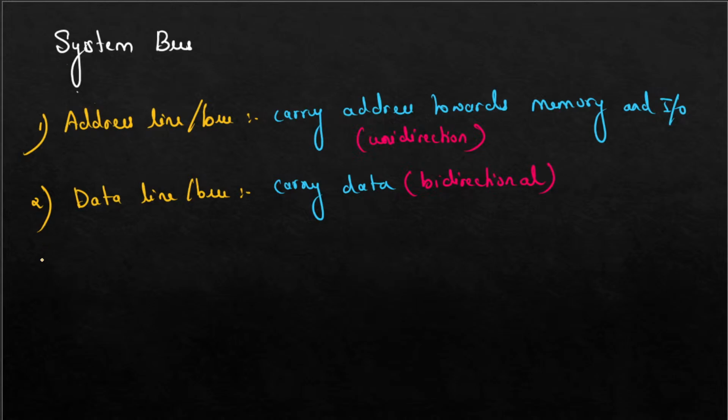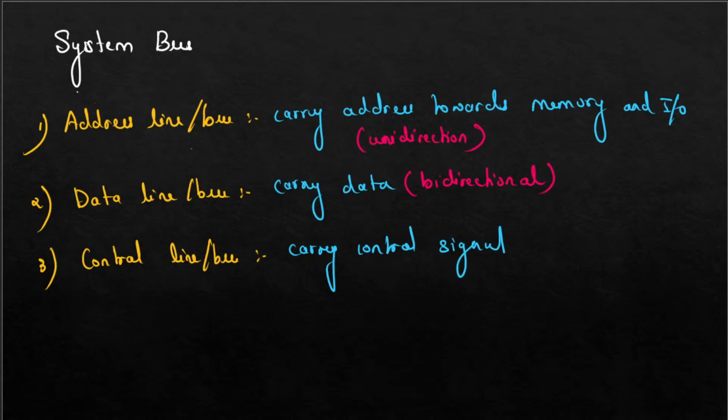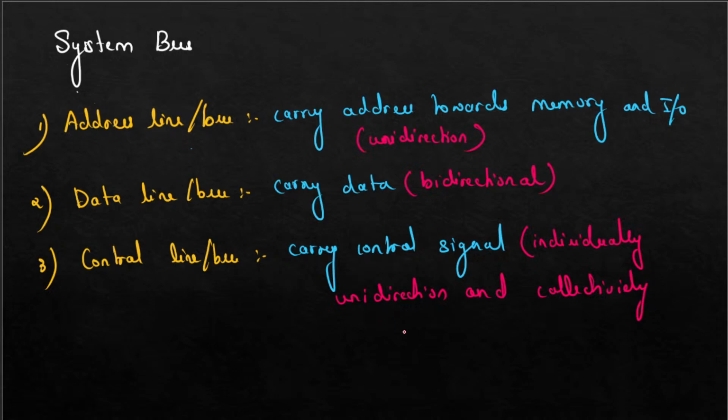Third is control line or bus. This is for carrying control signals. Individually it is unidirectional, and collectively it seems to be bidirectional. Okay, collectively it's bidirectional. So this is a very important line, the control line or bus.